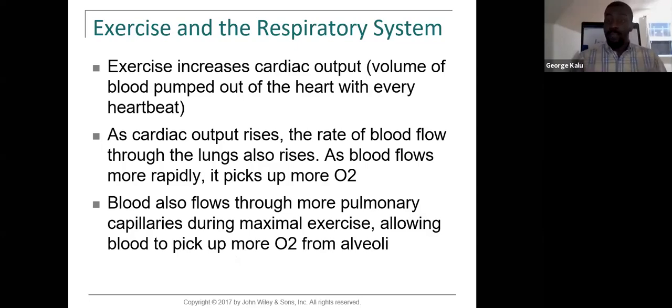When you have more blood flow going into the lungs, you're going to be able to pick up more oxygen, and then you're able to deliver higher levels of oxygen to the rest of your body. During maximal exercise, you're able to pick up more oxygen from the alveoli at any point in time. Again, that's going to be due to increases from aerobic exercise.